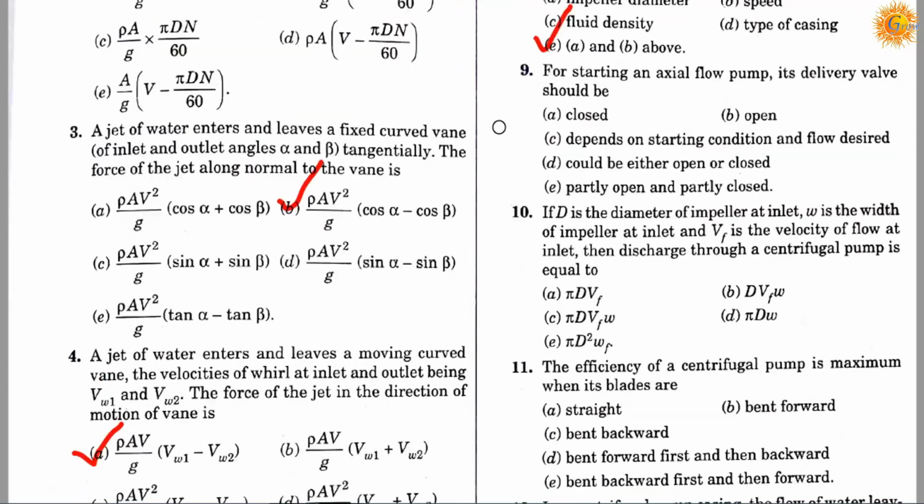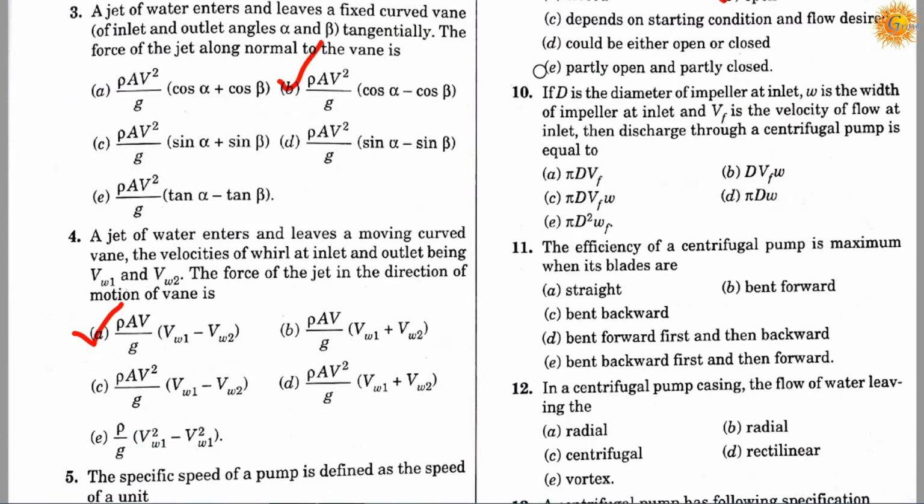Question number 9. For starting an axial flow pump, its delivery valve should be option A, closed, option B, open, option C, depends on starting condition and flow desired, option D, could be either open or closed, and option E, partially open and partially closed. The correct answer is B, it will be open.